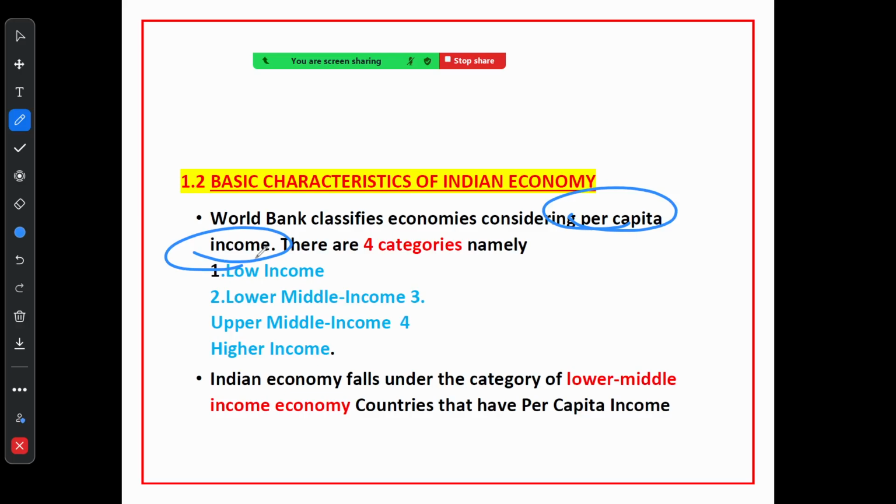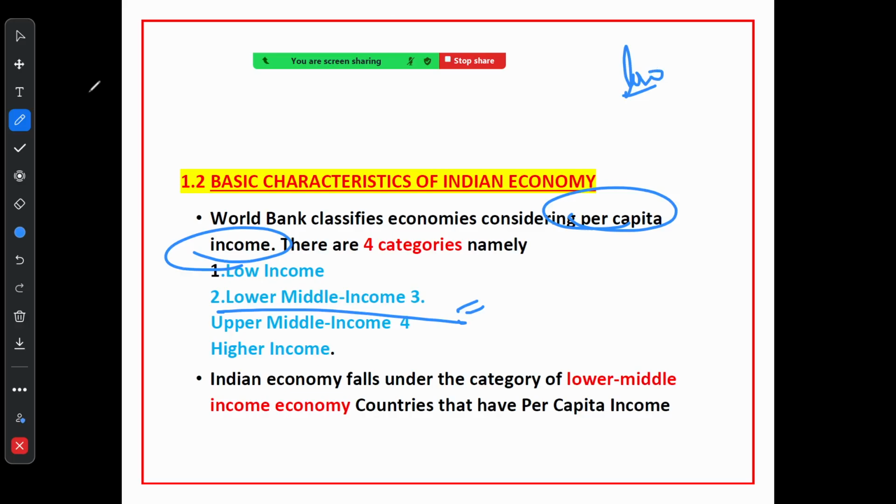Now, if we talk about India's income bracket, the World Bank has divided countries into 4 groups based on how much people earn. India falls in the lower middle income group. The first group is low income, the second is lower middle income, the third is upper middle income, and the fourth is higher income. Right. So the basic thing is that India falls under lower middle income.